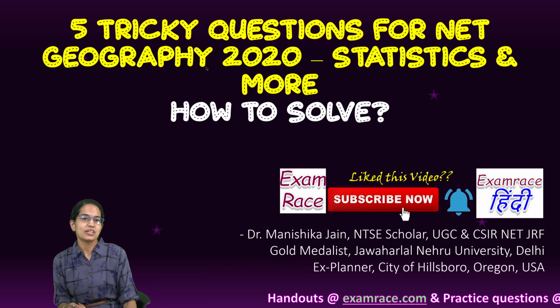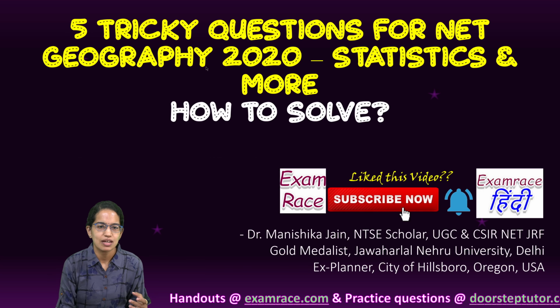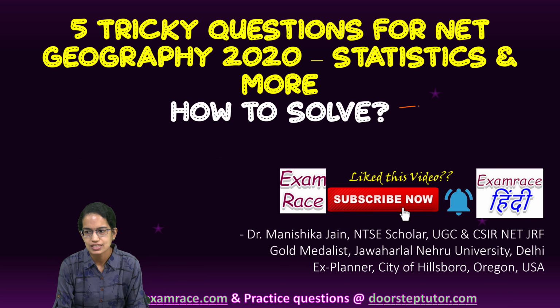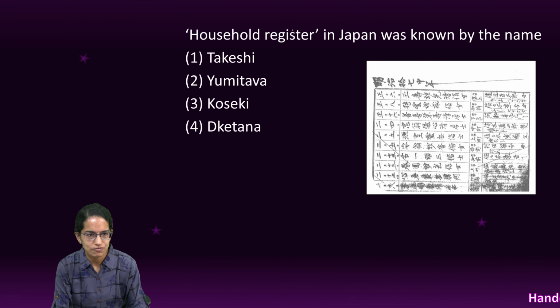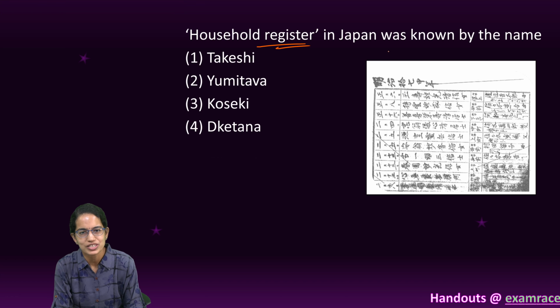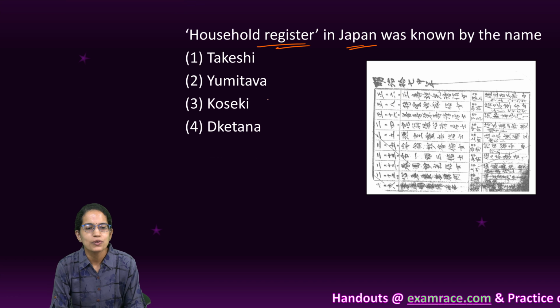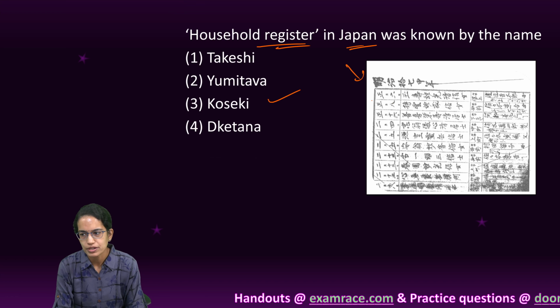5 most tricky questions for your NET geography examination from statistics and other sections and how to solve it. So the first question talks about a very different kind of question, and that is household registers in Japan are known as koseki, and this is a format for it.